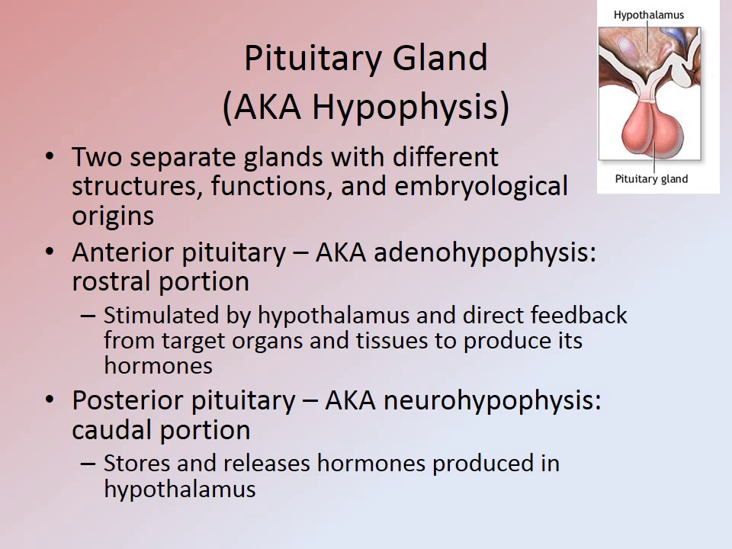It's stimulated by the hypothalamus and direct feedback from target organs and tissue to produce its hormones. And it produces a wide variety of hormones, which we're going to talk about. And then the posterior pituitary gland, which is also called the neurohypophysis, is the caudal portion of the pituitary gland, so it's behind the anterior. It stores and releases the hormones produced in the hypothalamus. And remember, those two hormones produced in the hypothalamus are oxytocin and the antidiuretic hormone.